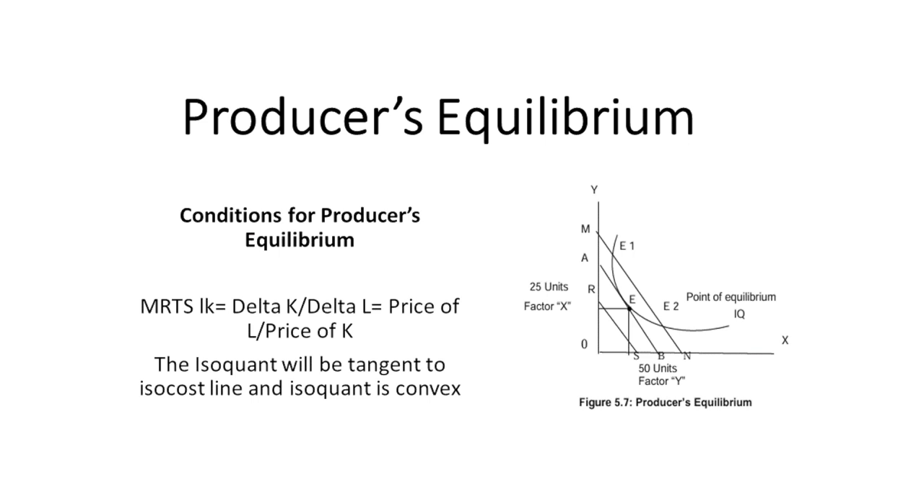Now we can see the conditions for producer's equilibrium. MRTS of labor and capital is equal to delta K divided by delta L. Delta K is the change in capital divided by the change in labor, which is equal to the price of labor divided by the price of capital. The second condition is that the isoquant will be tangent to the isocost line, and the isoquant is convex in nature.